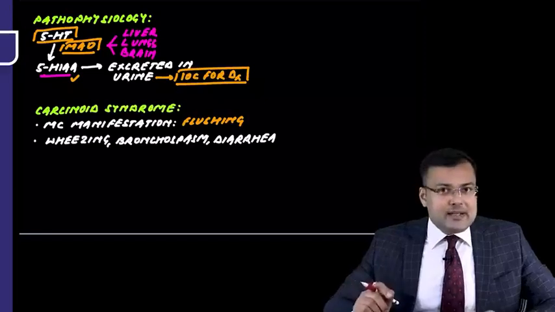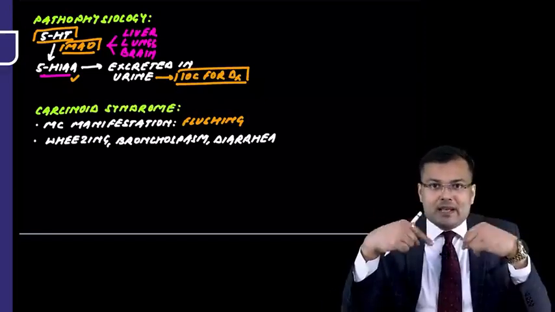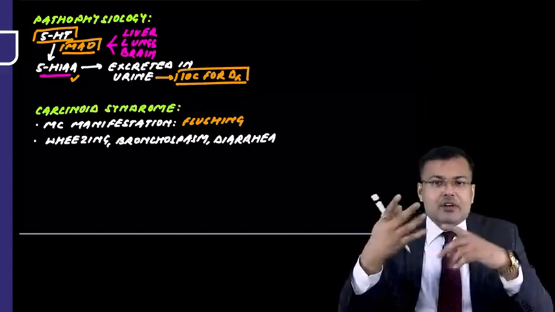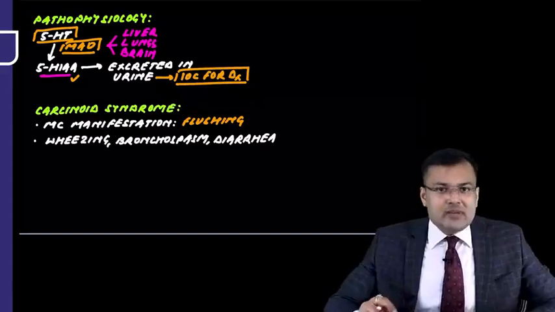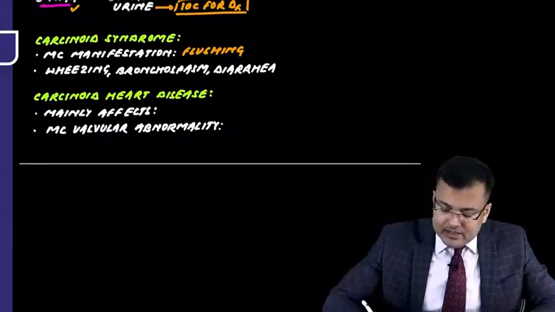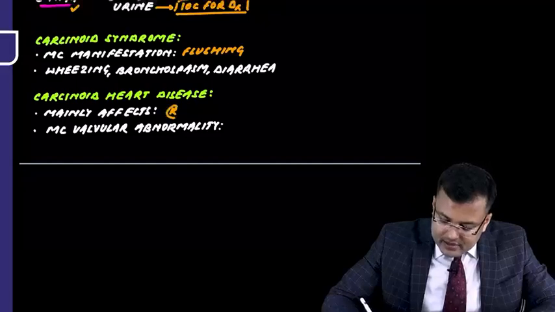So what kind of abnormality is there? If there is abnormality in the tricuspid, these patients are having tricuspid regurgitation, followed by pulmonary regurgitation, followed by tricuspid stenosis, followed by pulmonary stenosis. So this is carcinoid heart disease. Carcinoid heart disease mainly affects the right side of the heart.